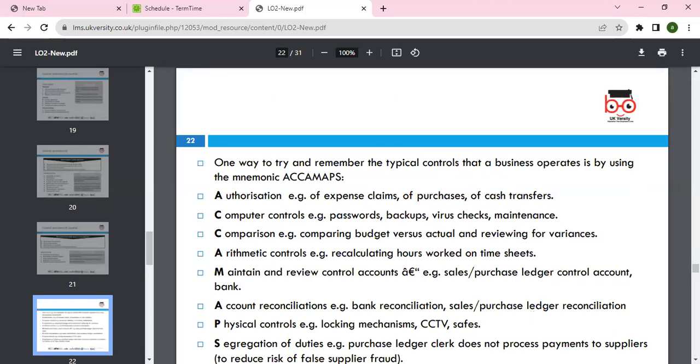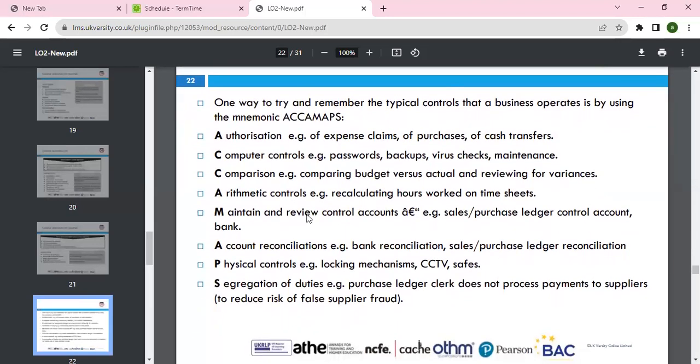Okay, guys, for internal control, the keyword to remember is ECA MAP. Yes, so that's authorization, computer control, comparison, arithmetical control being maintained and reviewed, yes, account reconciliation, physical control like CCTVs, and segregation of duties in place. So the abbreviation can be used to look around internal controls and tick the boxes whether those are in place or not.